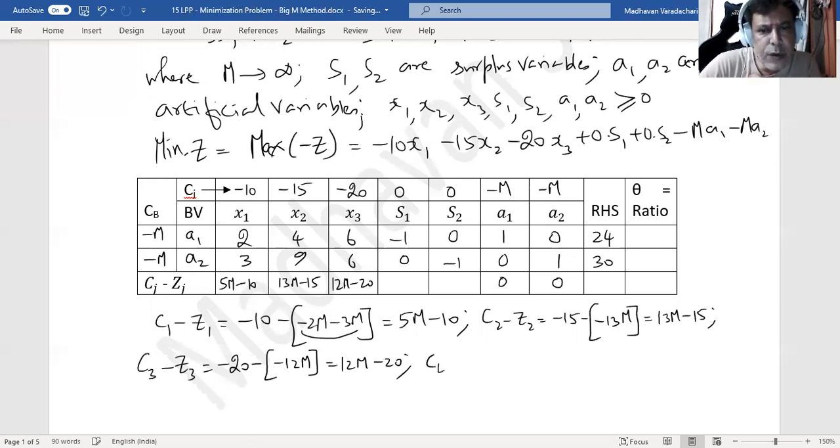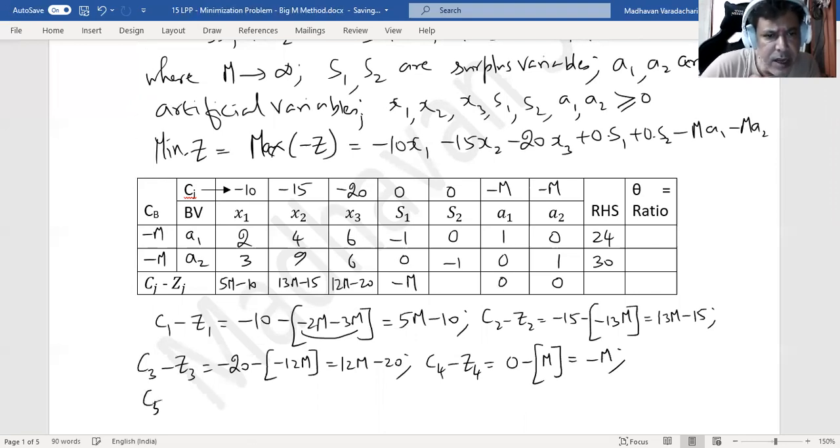Then C4 minus Z4. C4 is 0 minus of, what is Z4? Minus M into minus 1, it becomes positive M. And then next one, minus M into 0, it is 0, so I can ignore it. So ultimately it is minus M. So let me write here minus M.